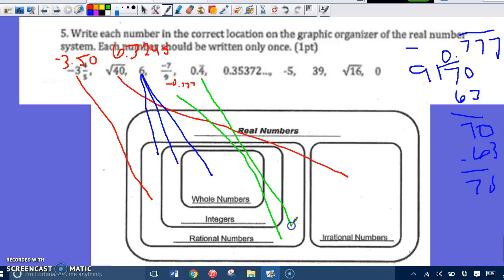0.4 repeating, rational. Look at this. It doesn't have a pattern. So guess where it goes? You named it. Crazy Uncle Joe, irrational.